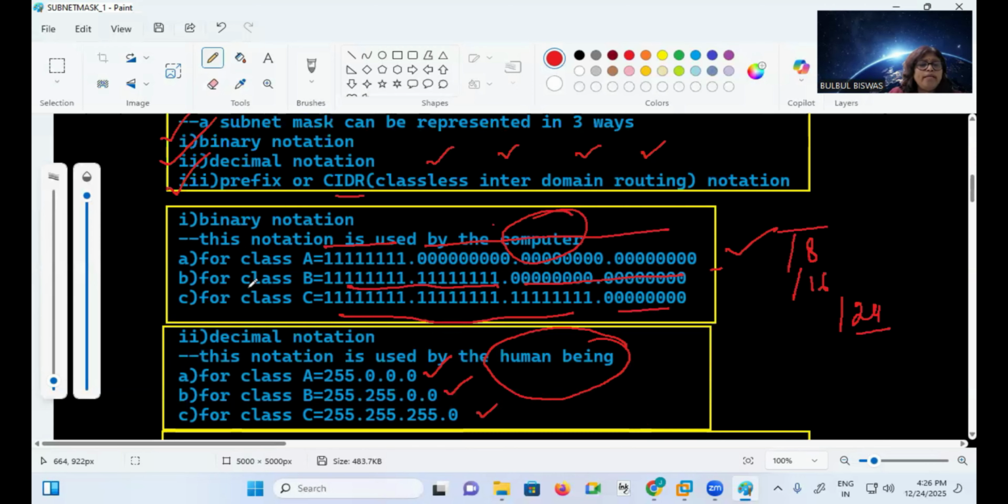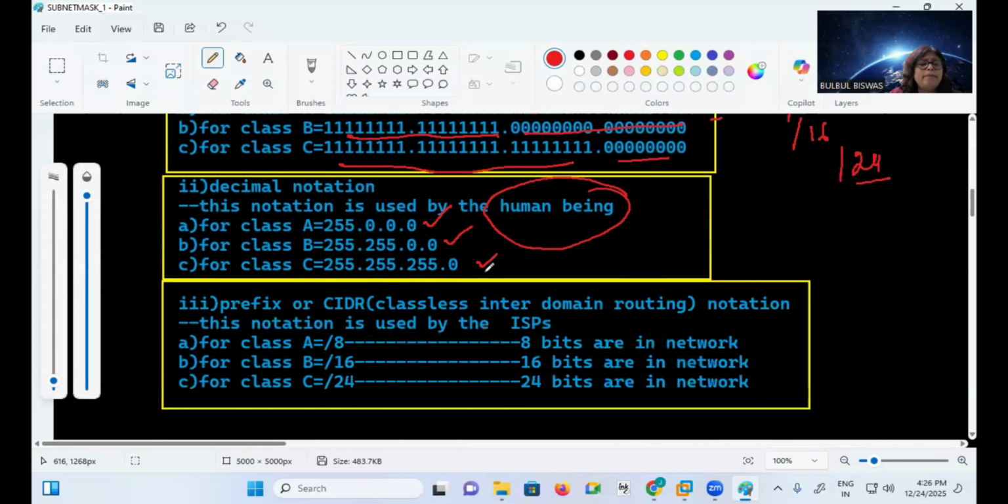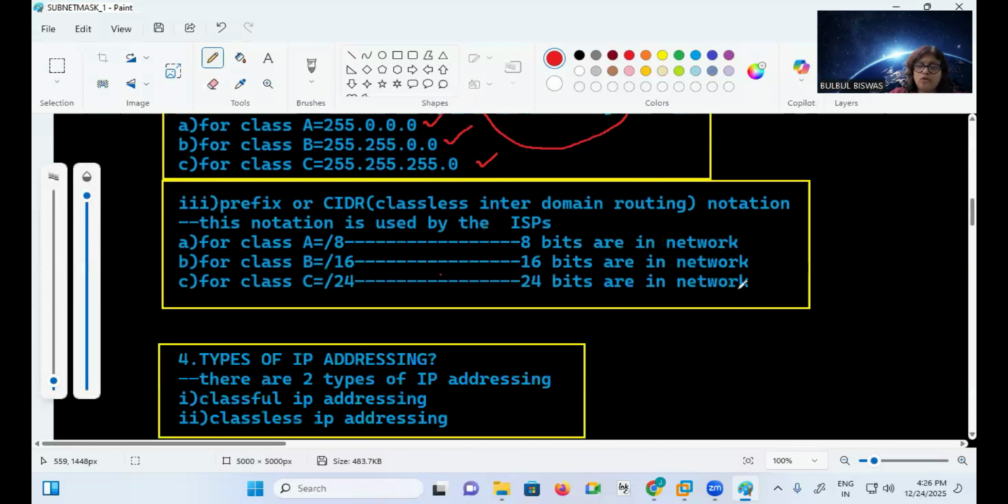Okay. Now, in the decimal notation, you have observed, and now this is the prefix or CIDR notation. So you can see the same thing for class A, 8-bit network, so /8 I have mentioned. For class B, this is /16, and for class C, this is /24. And always remember, this is actually what ISPs are using in real industry.